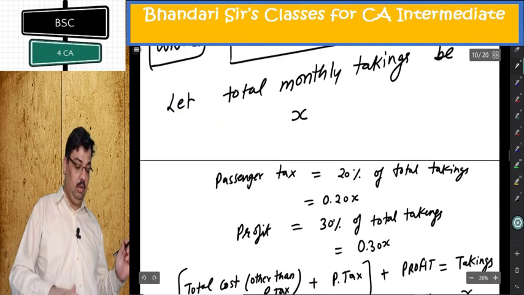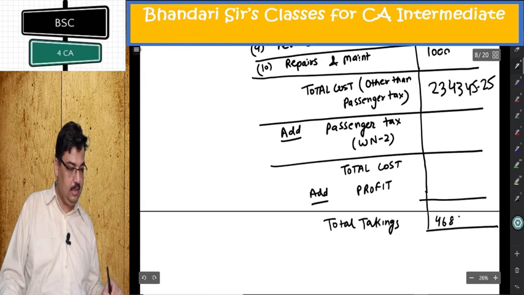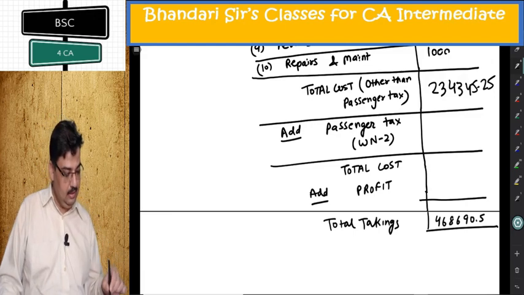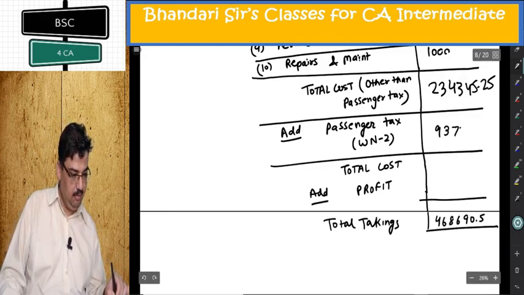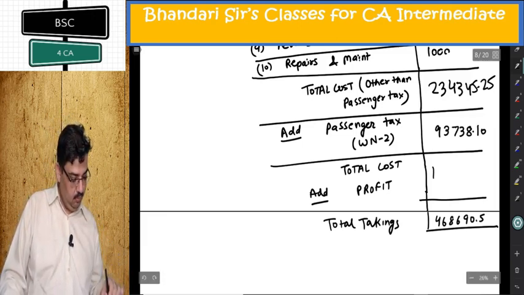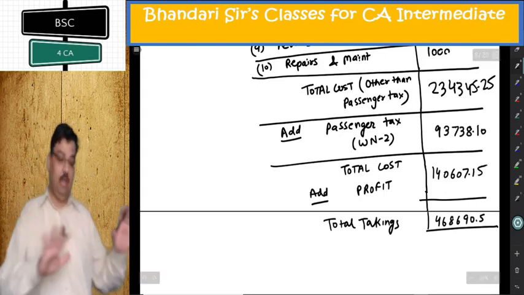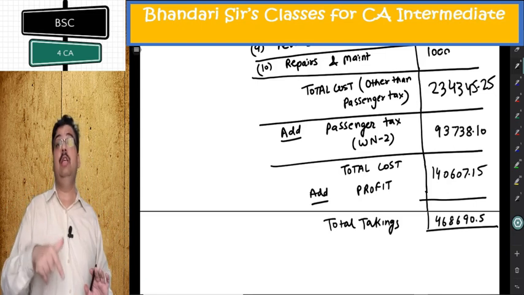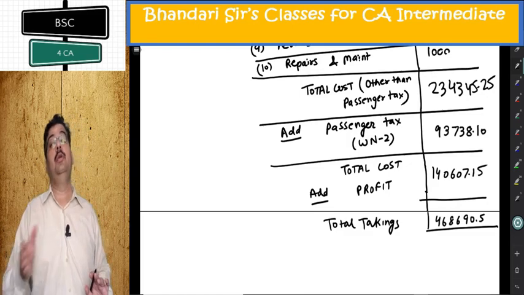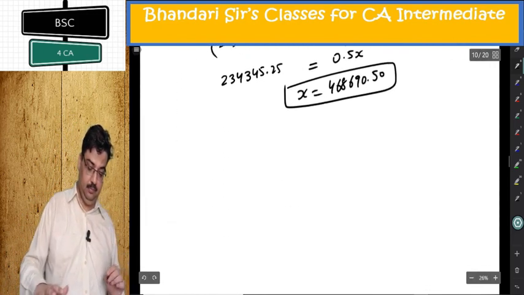Let us put in the cost statement. The total takings I have got is 468,690.5. 20% of that is 93,738.10 and 30% of that is 140,607.15. That is a complete cost sheet. We are yet to reach what he is asking. He is asking the fare Delhi to Chandigarh, Delhi to Agra and Delhi to Jaipur. Let us make working note number 3.